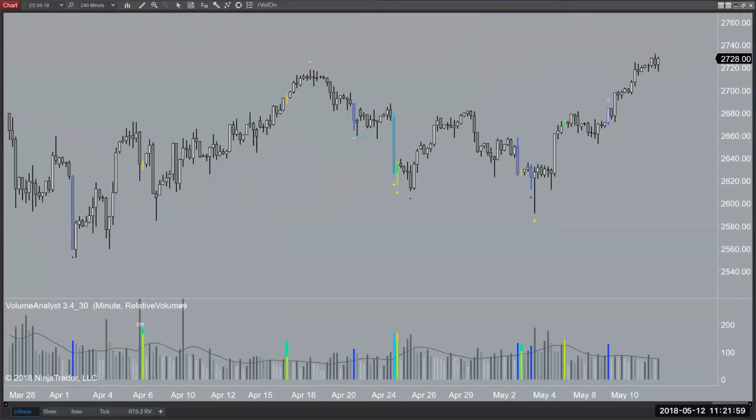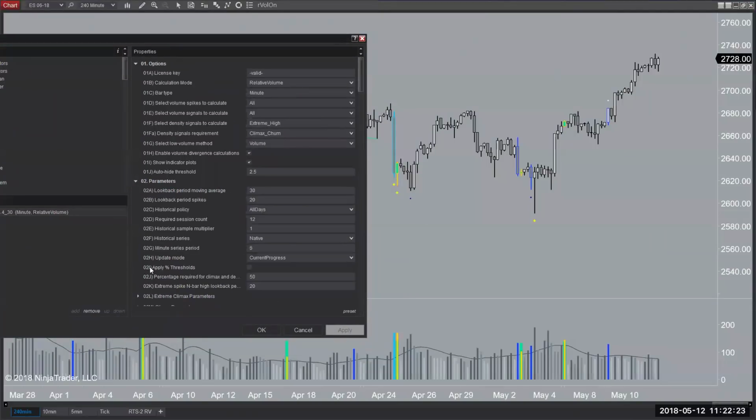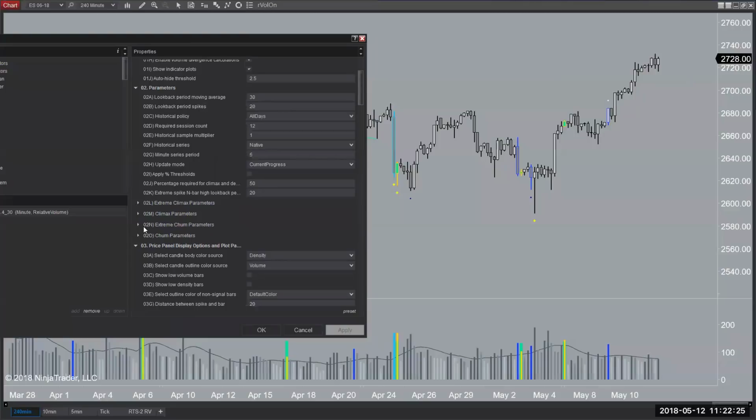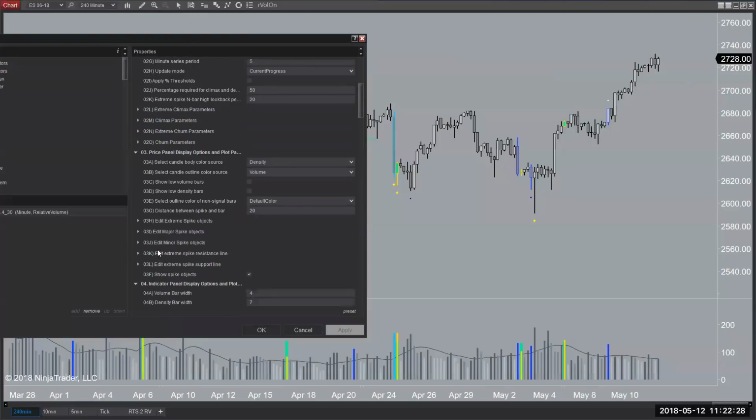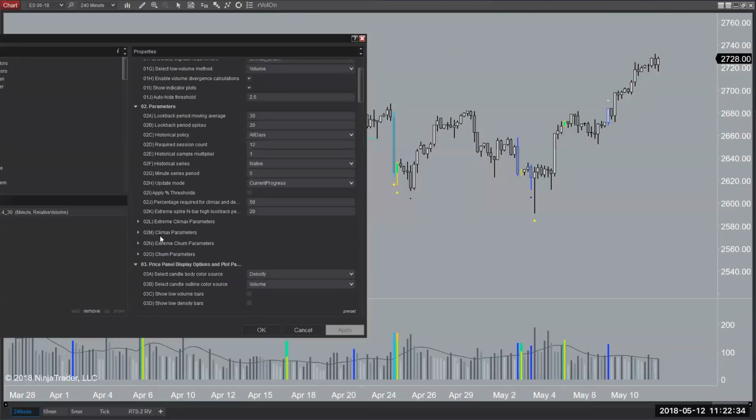Jordy's asking, does the calculation of extreme volume spikes change at all with a new version? No. It's the same filters that we have in the previous version right now. But you'll have the same control that you have over it right now. Which is where, right here. No, what I am going to do is add some control for that. Actually, we don't have the control for those spike objects.